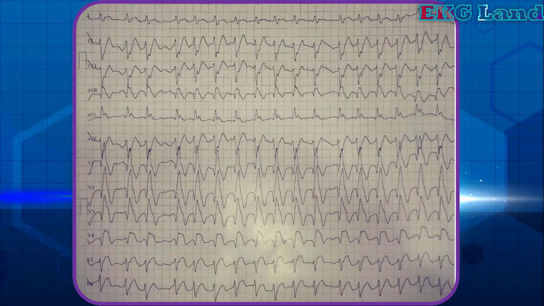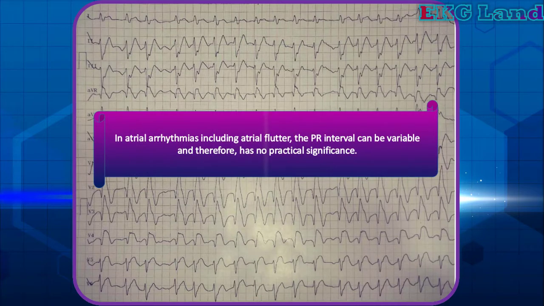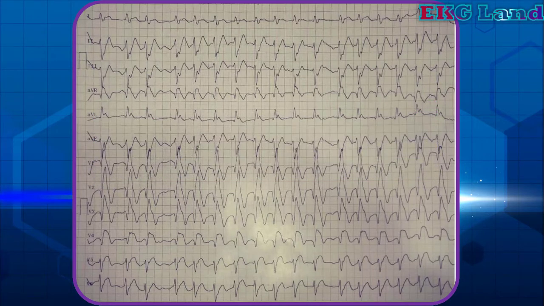Sixth step is the PR interval. Remember that, in atrial arrhythmias, including atrial flutter, the PR interval can be variable and therefore has no practical significance. Next part is QRS complexes. As usual, examine 4 items to establish the complex changes.